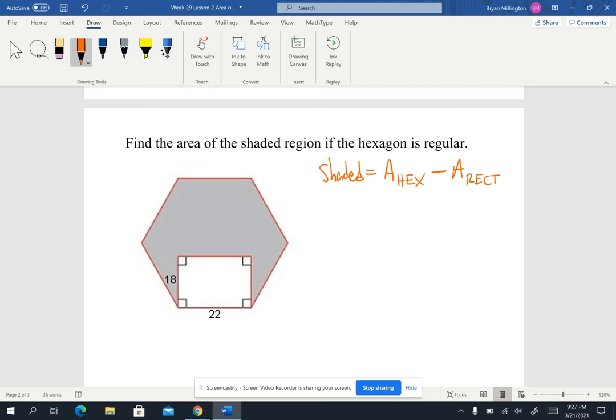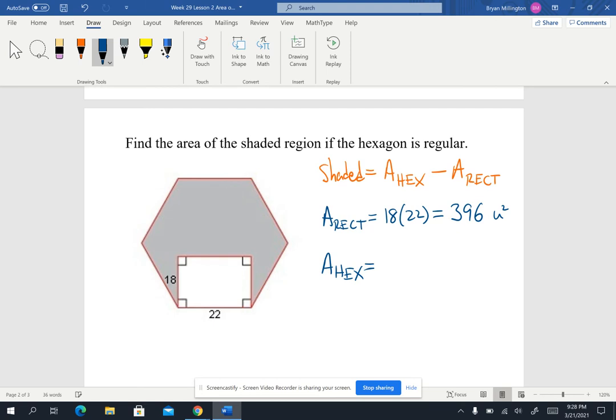All right, so let's do the area of the rectangle first. That's going to be really fast. Area of the rectangle is going to just be 18 times 22, which is going to be 396 units squared. All right, let's do the area of the hexagon now.